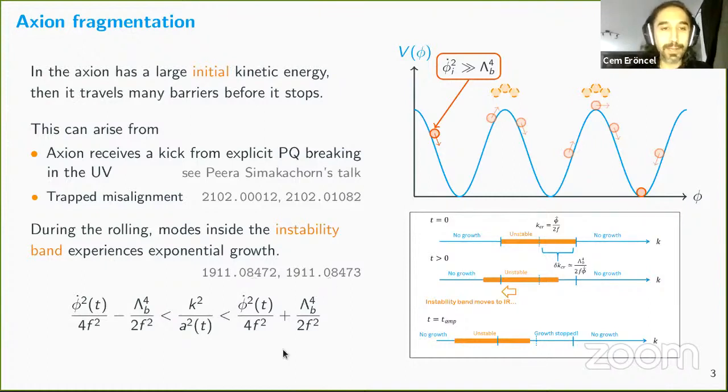What they found is that the modes which lie inside the instability band, given by this expression, experience exponential growth while the axion field is rolling through the barriers. This instability band moves through momentum space as the axion field rolls. This movement happens from larger momenta to smaller momenta as time goes on. Therefore, you amplify higher momenta first, and then you amplify lower momenta later.